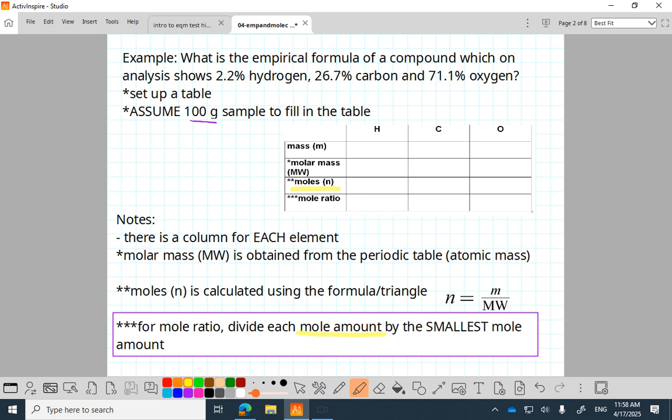And when you do the empirical formula, because it is the most reduced, lots of times the mole amounts, there's a couple that are the same. Maybe one of them is quite big. Sometimes all three of them are different. It doesn't matter. You don't have to guess. We are going to calculate, okay?